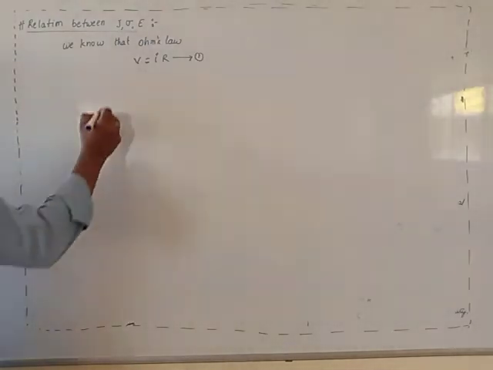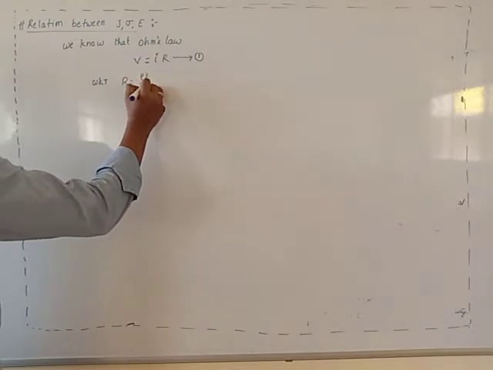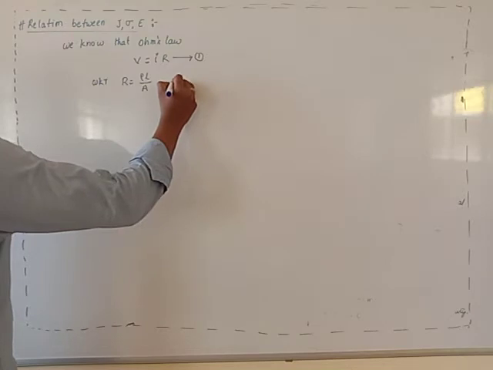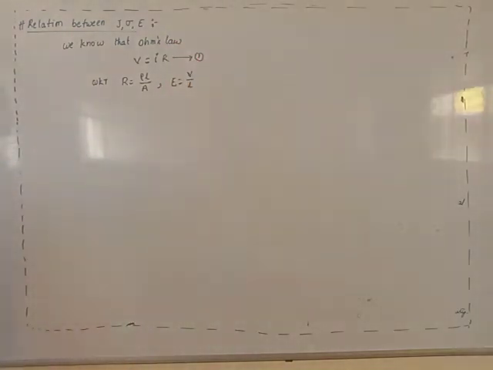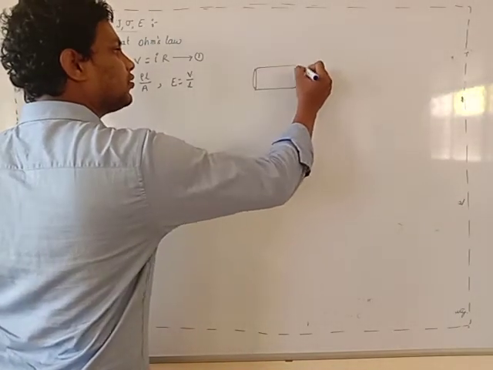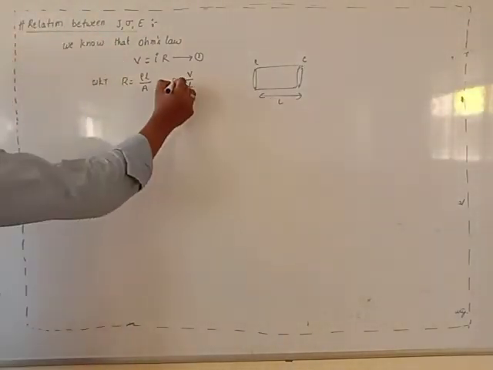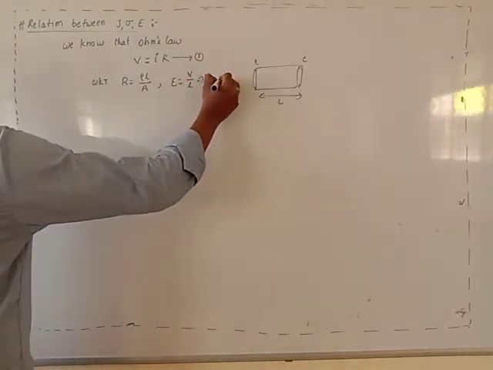For example, I'll take the resistance. We know that resistance R is equal to rho L by A, where L is the length of the conductor and A is the area of cross section of the conductor. Now we know that electric field E is equal to V by D. I will take that distance as L, where L is the length of the conductor. For example, if you take this as a conductor, the distance traveled by the electron is this distance L. So that can be taken as V by L. Or else from this you can write V is equal to E into L.